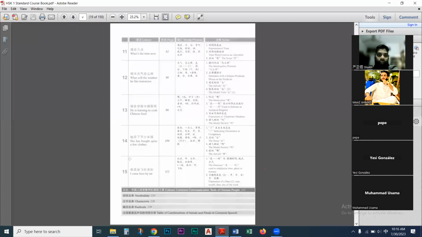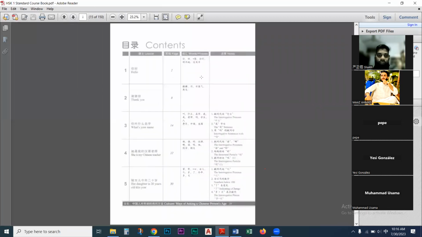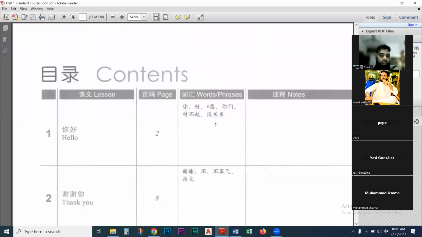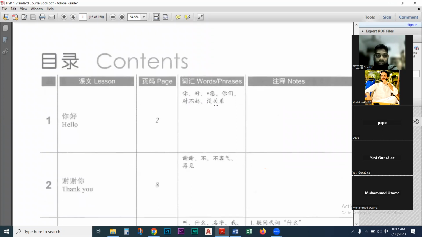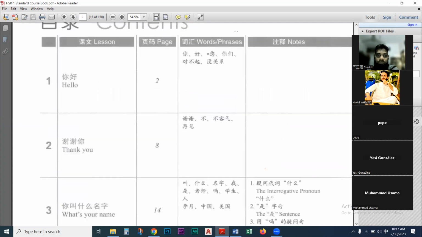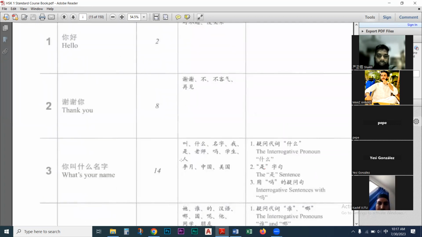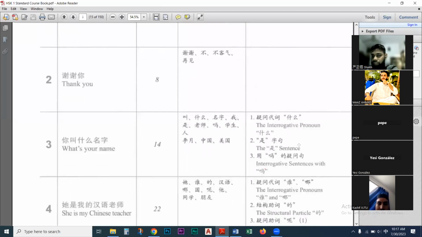In all these chapters, you will see page numbers, words and phrases. In each chapter, you will be studying some specific words, which are distributed across this course. Gradually you will learn all this vocabulary. These are some of the words or Chinese characters you will study in each chapter. In chapter number 1, you will study these characters. In chapter number 2, you will study these Chinese characters, and in chapter number 3, these Chinese characters. And these are some of the language points or grammar points which you will study.